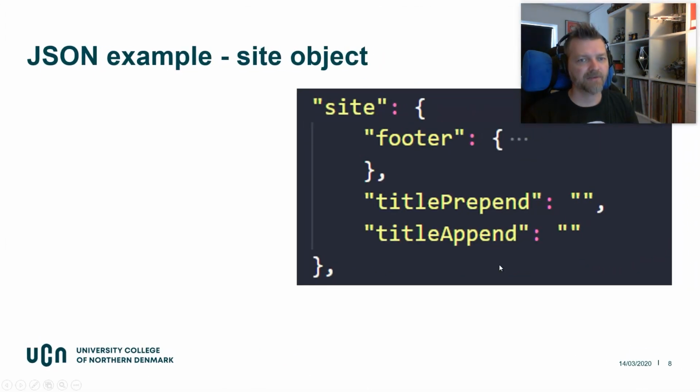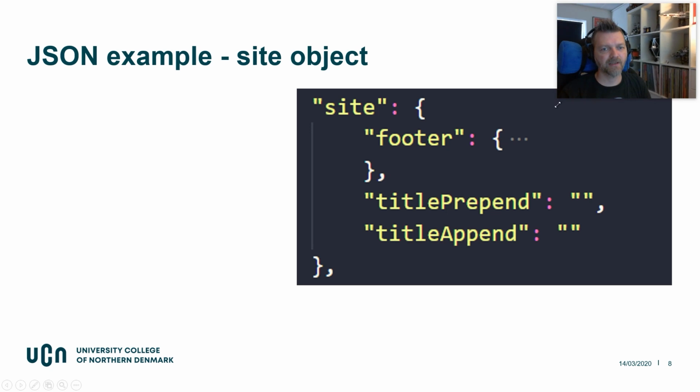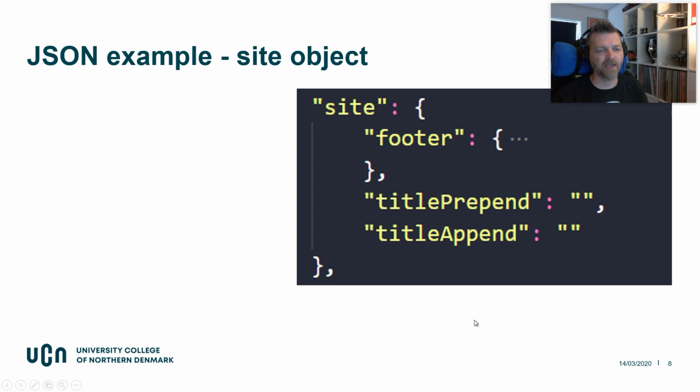All right. So in our example today, we have the site here, and inside of the site we decided that we needed an object, and the reason we do that is that we have several key value pairs that we want to show. The first one is footer, and that contains a new object because we want more than one piece of information inside of footer.